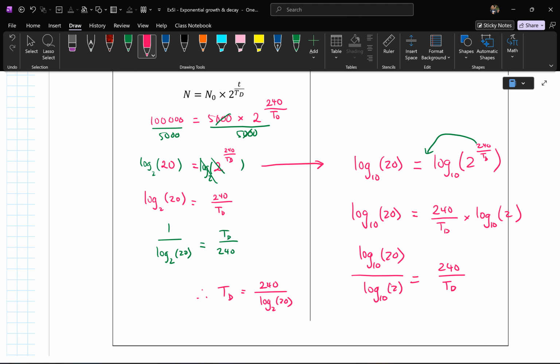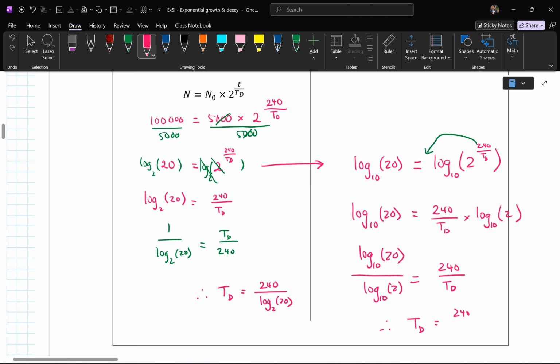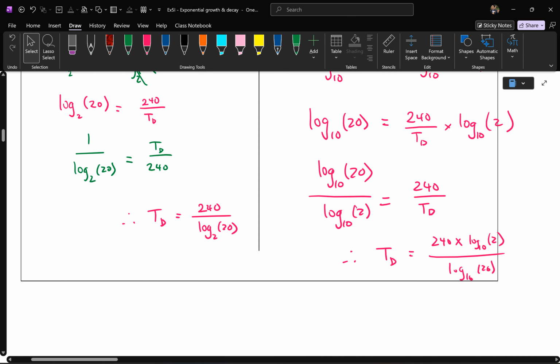So right there, you could also type on your scientific calculator, TD is equal to 240 times log 10 of 2 divided by log 10 of 20. And you'll get the same answer. So if you don't have a CAS calculator, do that. You can also do it on a scientific calculator through this.